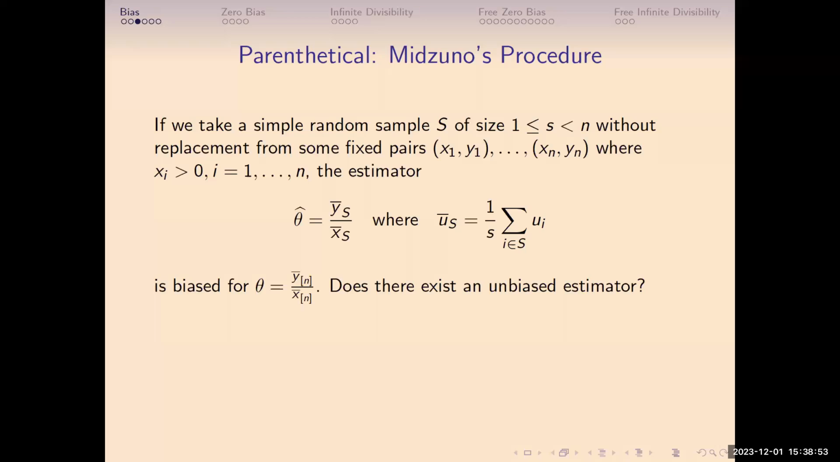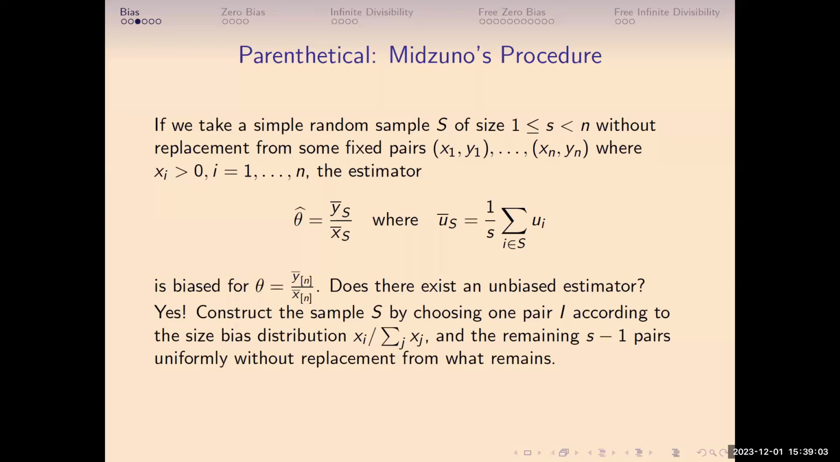that should be a pretty good estimate of the ratio, but it's not. It's a biased estimate of the true average y over average x. And you can fix this by size biasing. So here it kind of has the opposite effect. This is known as Mizuno's procedure, and you pick the first pair according to size biasing, and then the rest of the pairs uniformly from what remains.